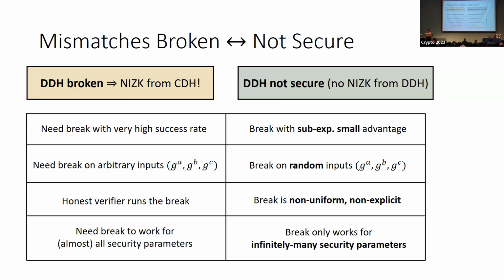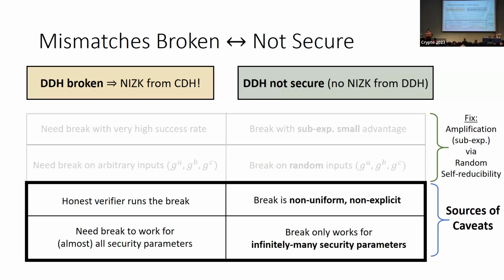And last, in order to falsify the security of DDH, it suffices to break DDH over infinitely many security parameters, whereas here we want to break DDH on all large enough security parameters. So those are annoying mismatches. It turns out that the first two we can fix by amplifying DDH using some random self-reducibility. But the last two are quite more annoying, and looking ahead, that will be the source of our caveat.